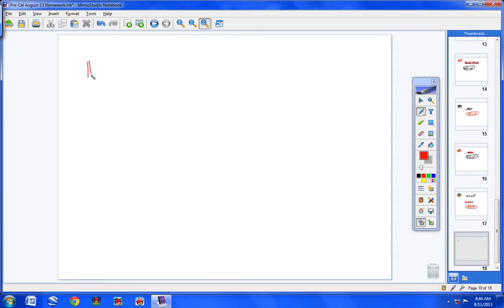Take a look at number 63. All right, number 63 looks like this. 2.07 times 10 to the positive 7 power. Now that means I'm going to move the decimal to the right. I'm going to have a really large number.